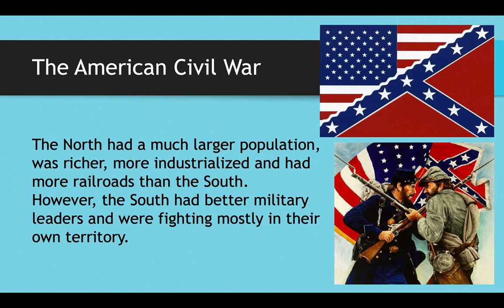As far as the advantages and disadvantages of both sides at the beginning of the war, the North had a much larger population. It was about twice the size of the South, so they had that going for it. It also had about twice the wealth. It was much richer, and it was more industrialized. They had twice as much railroad track than the South. But the South did have better military generals from the beginning, and they were fighting mostly in their own territory.